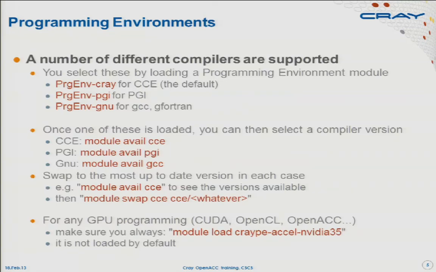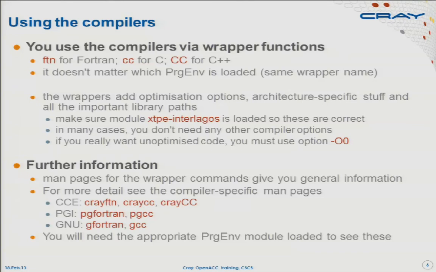If you're going to do any GPU programming, you also need to make sure that a special module is loaded, with the unforgettable name of Cray PE Accel NVIDIA 35. If that module is not loaded and you do OpenACC, it all compiles beautifully and runs beautifully, but not very quickly, because it's only working on the CPU, since your OpenACC will not be recognized. You must always load this if you're doing GPU work. I'm not sure whether it's loaded by default, so you should always check that.